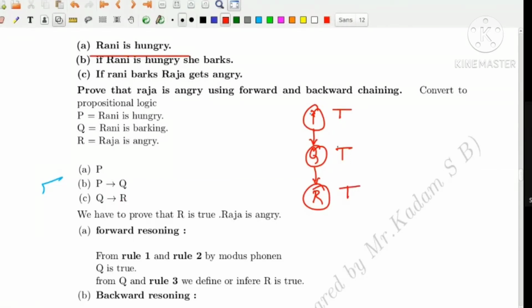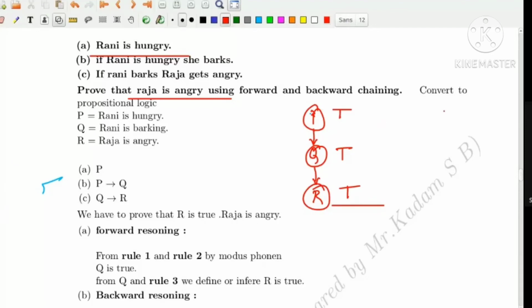So by using forward reasoning, if P is true and P is implying Q, then Q is true, and Q is implying R, which means R is also true. So it has been proved that R is true, that is Raja is angry. Okay, so this is by using forward reasoning.